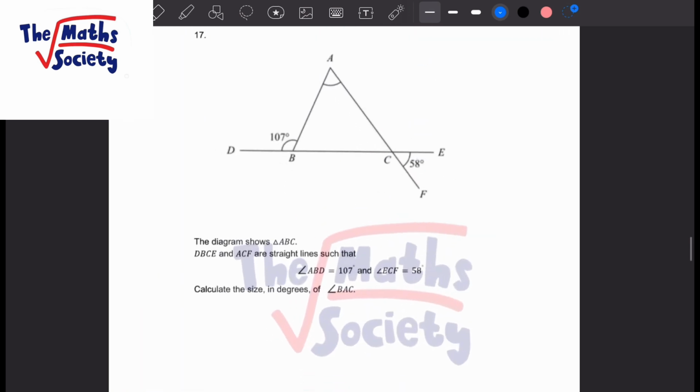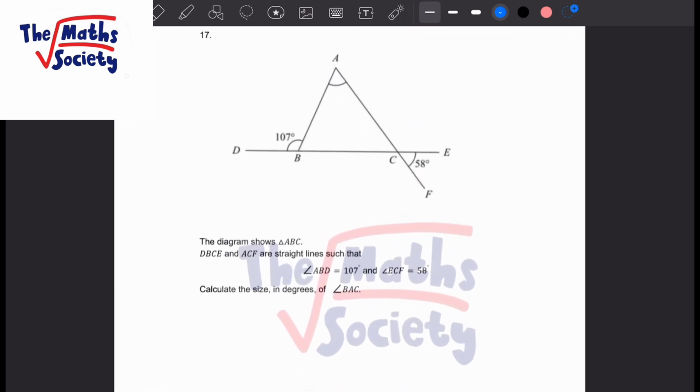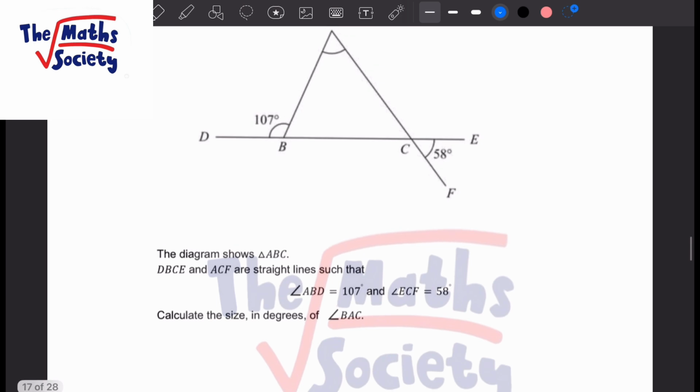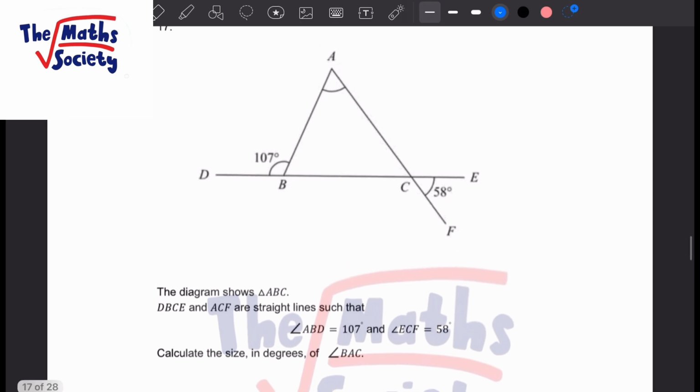And we move on to question number 17. So 17, it says that the diagram shows triangle ABC. The straight lines are ABD, with angle 107, and ECF, with angle 58. Calculate the size in degrees of angle BAC. So we want to know BAC, so how much this angle is.